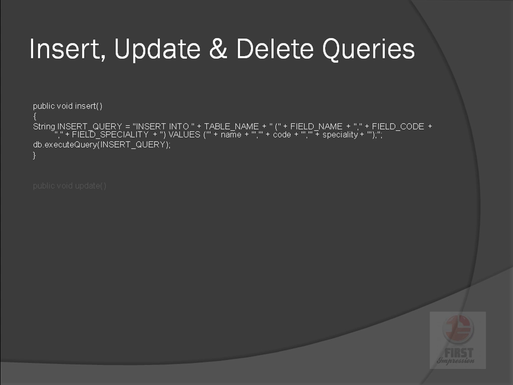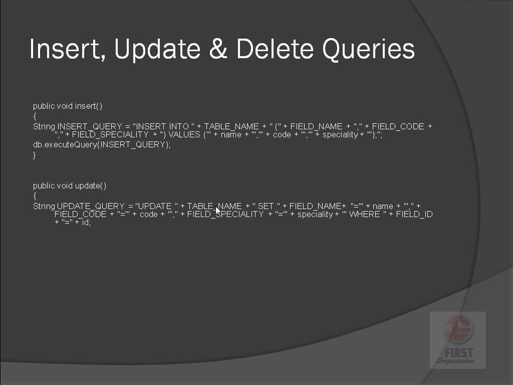We simply have the update query as well. In the update query, it's very easy. We will say update table name set field name equals, as name is a string value again, single quote the name, single quote closed, comma, field code equals single quote the code, single quote closed, comma, field specialty equals single quote specialty, single quote closed, where field ID equals ID. As field ID is an integer, we will not require a single quote over here. So we'll have straight away field ID equals ID.